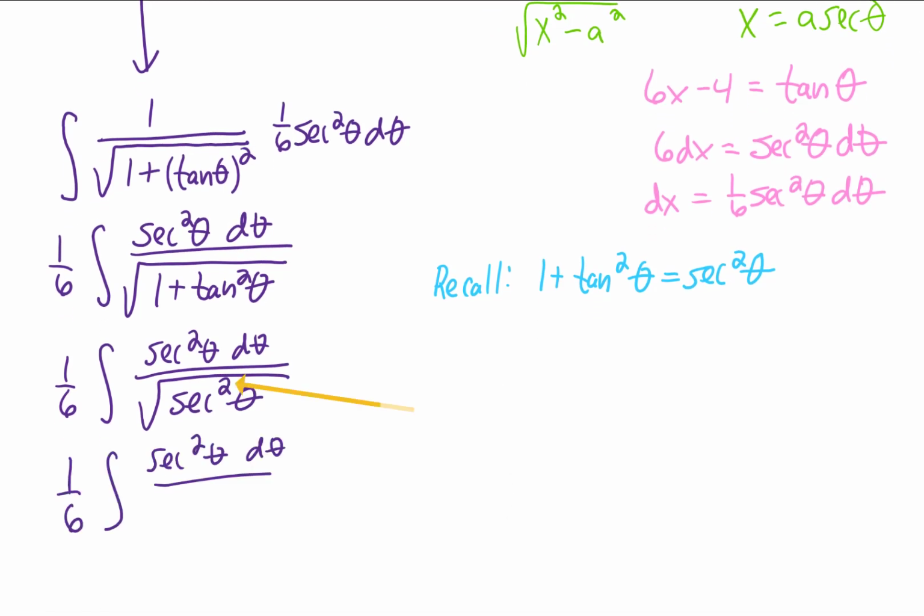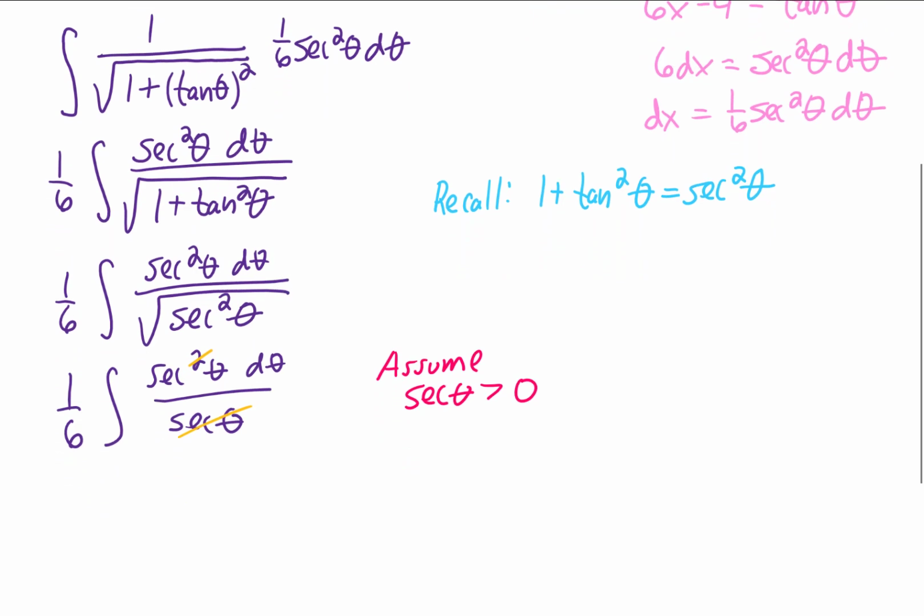and as typically happens, this is going to cancel our radical, and as always, technically we have an absolute value of secant, and for the same arguments we've made in the previous videos, we're just going to assume that secant theta is positive. We can then cancel a secant in the denominator with a secant in the numerator, and we get 1/6 times the integral of secant theta d theta.